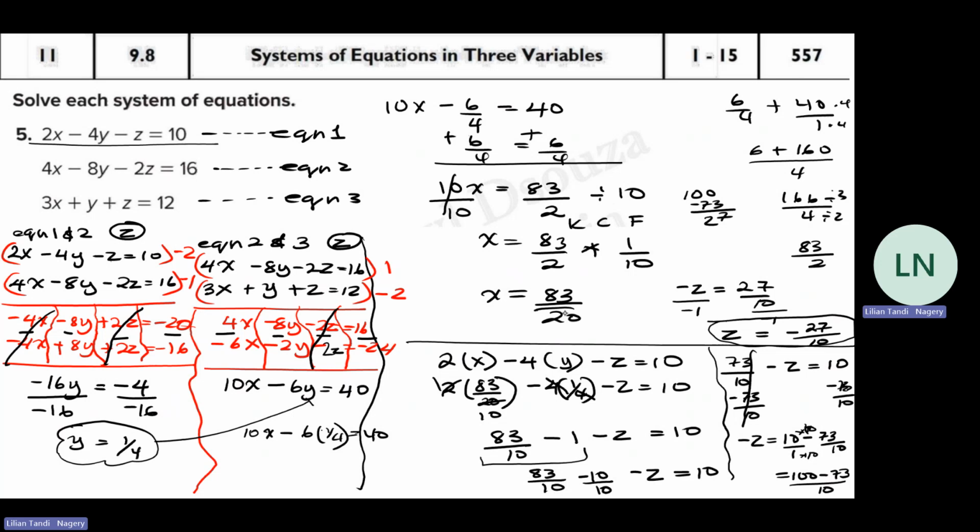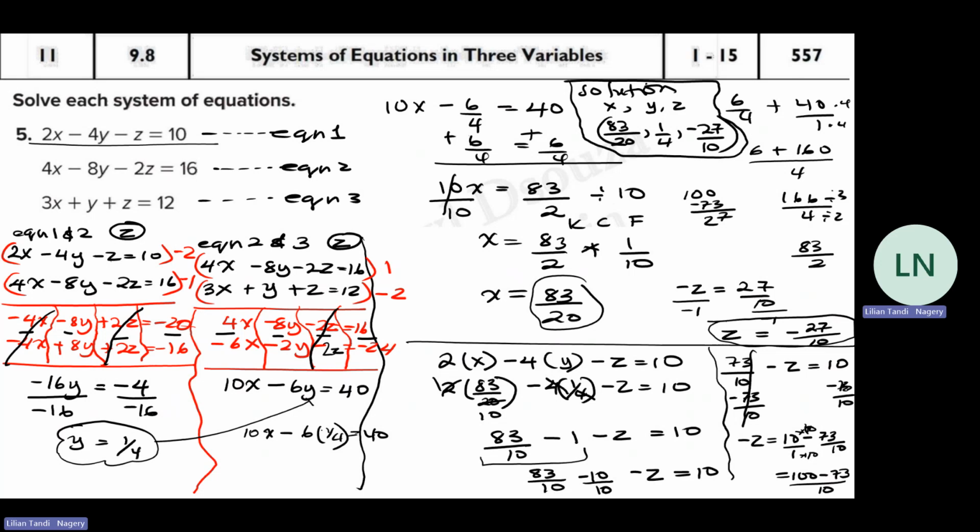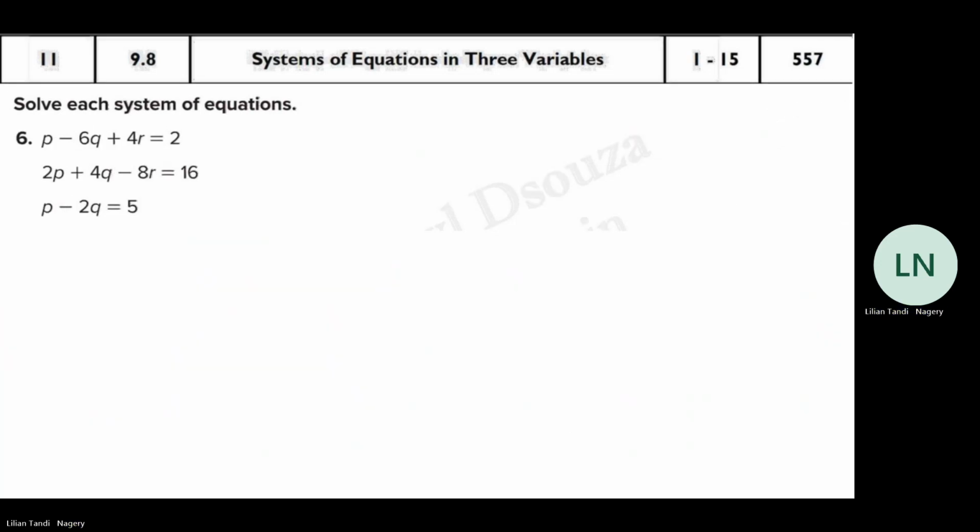That's your X. That's your Y. Write your solution. Solution: X, Y, Z. X is how much? 83 over 20. Y is how much? 1 over 4. Z is how much? Negative 27 over 10. Box your answer. We move on.